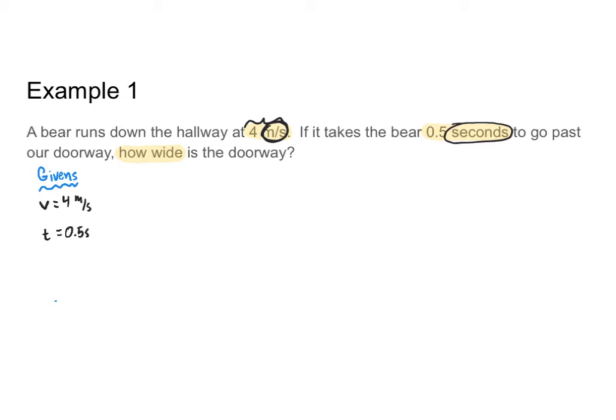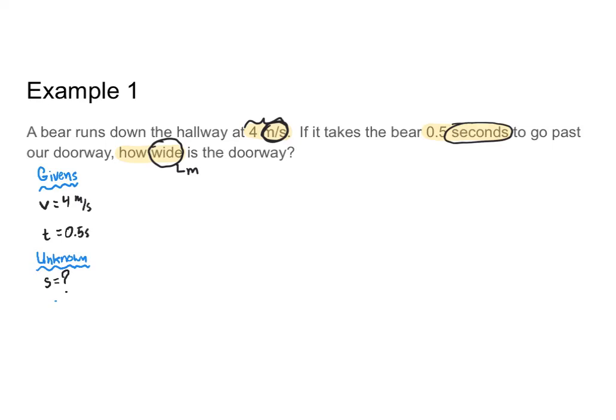Now, I've listed out everything I know, and it's time for me to move on to the great unknown. And I can figure out what my unknown is by looking at the question part of the problem. So we are asked how wide the doorway is. And when you're measuring width, you're going to measure width in meters. So the other thing in this unit that we've measured in meters is, of course, our distance or our displacement. And in fact, the distance that the bear travels in those 0.5 seconds will tell me how wide the doorway is.